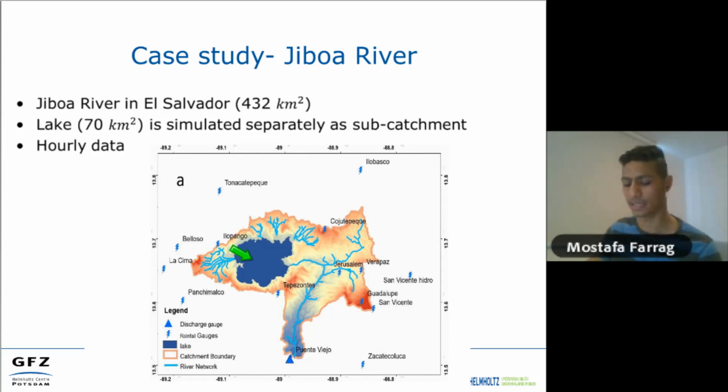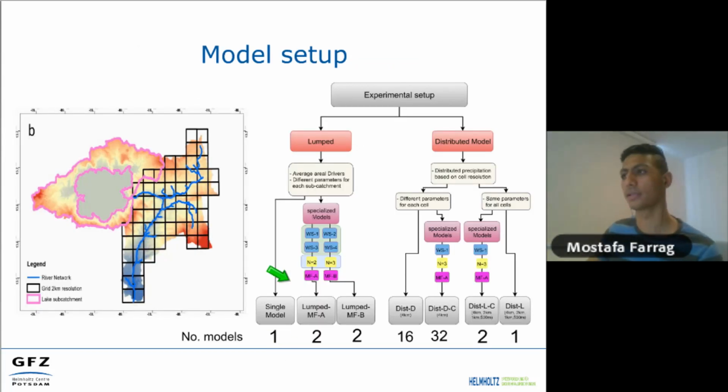And we simulated the lake separately as a subcatchment in the HBV model, and the data that we used was hourly data, hourly temperature and precipitation, and we also have hourly discharge at the outlet of the catchment. And to test our fuzzy committee concept, how much it improves the model.